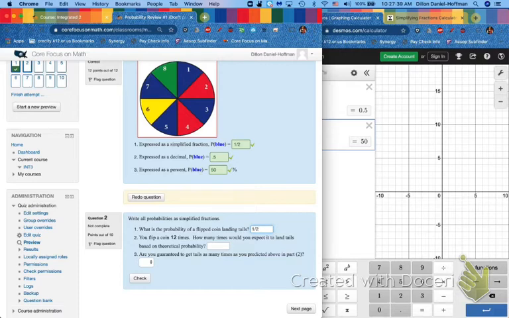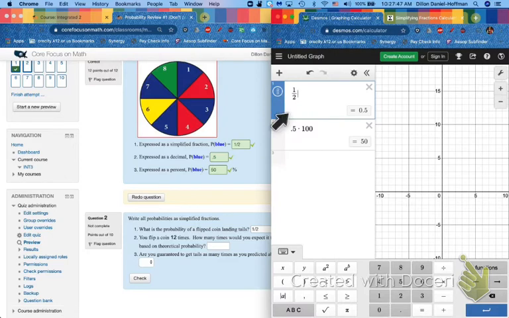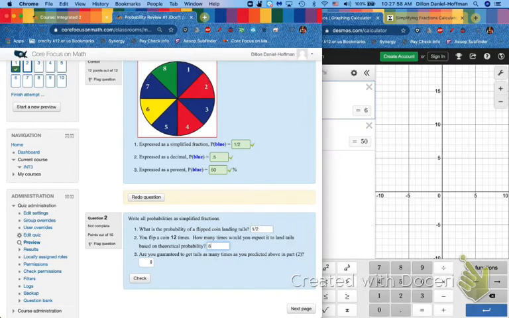Then it says you flip a coin 12 times. How many times would you expect it to land tails based on theoretical probability? So in theory, if I get 1/2 of the time it lands on heads or tails, I just multiply that by how many times you flip that coin, so whatever number you have here, just transfer up there. Half of that is your answer for this one.